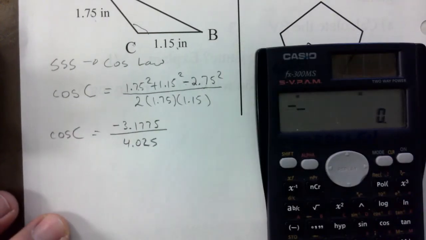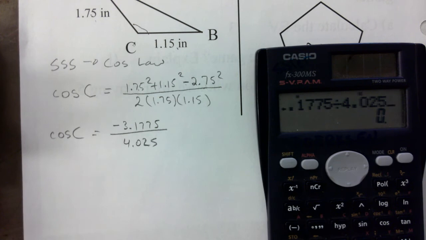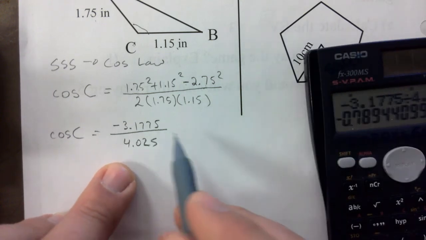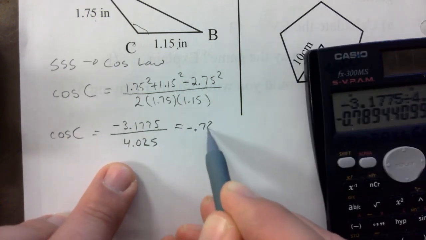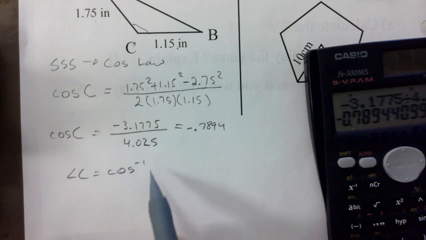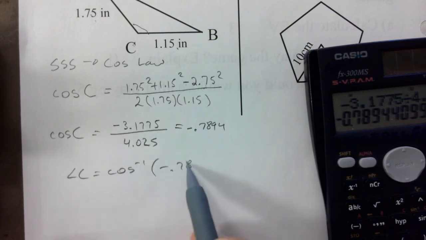And if you divide that, you remember how to do a negative? Some of your calculators have a plus-minus or dash-minus. That's the one you need to press to get that negative. So this is negative 0.7894. So angle C is going to be cosine inverse of negative 0.7894.